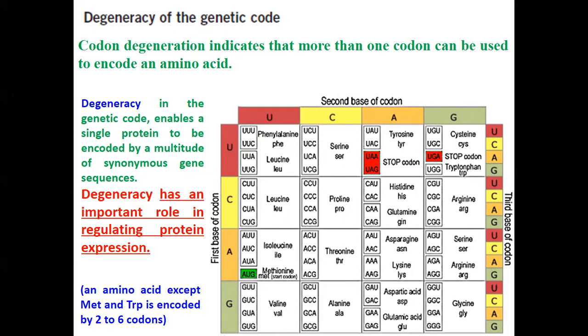So in this chart, you can see that a number of codons are coding the same amino acid. For example, leucine is coded by four different codons. In summary, an amino acid except methionine and tryptophan is encoded by 2 to 6 codons. So all the amino acids except methionine and tryptophan are coded by 2 to 6 codons.